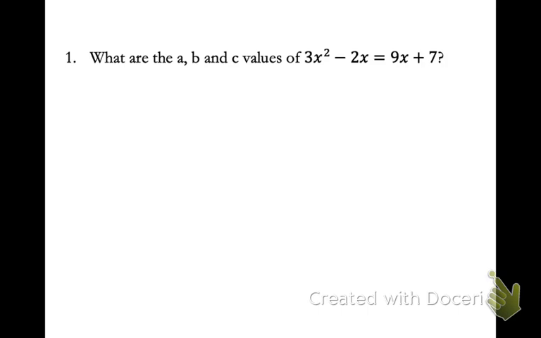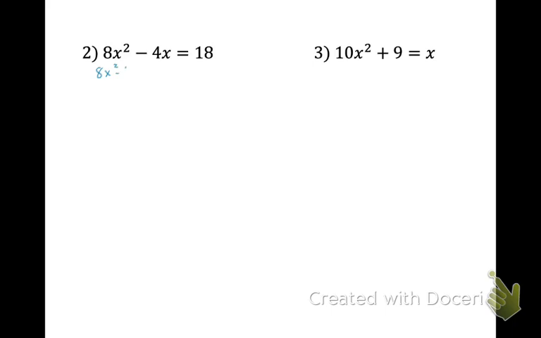What are the a, b, and c values? Well, who knows with the quadratic in this form? So the first thing you need to do is rearrange so that you have your quadratic in standard form. So we subtract the 9x and the 7 over and get 3x squared minus 11x minus 7. Now we can clearly see those constants a, b, and c. And remember, the sign goes with the numbers. So a is positive 3, b is negative 11, and c is negative 7. So being able to do that is helpful in solving quadratics.